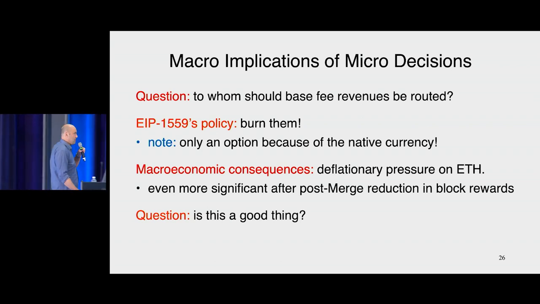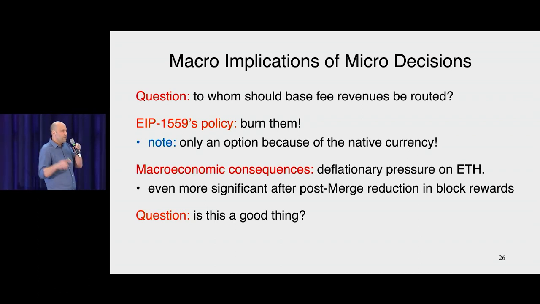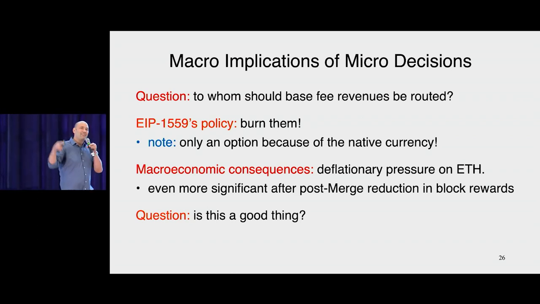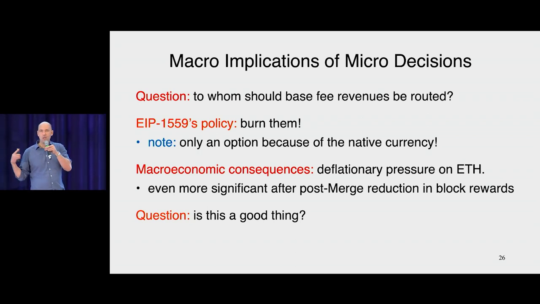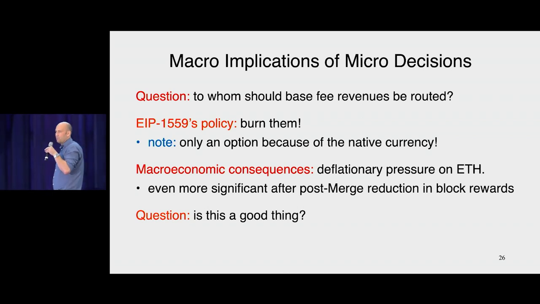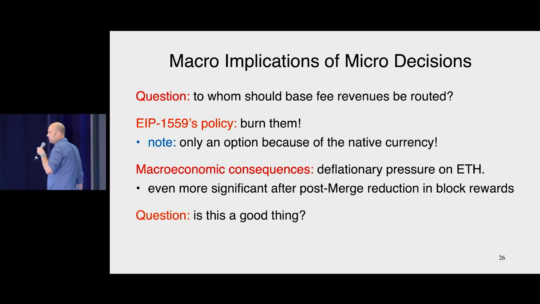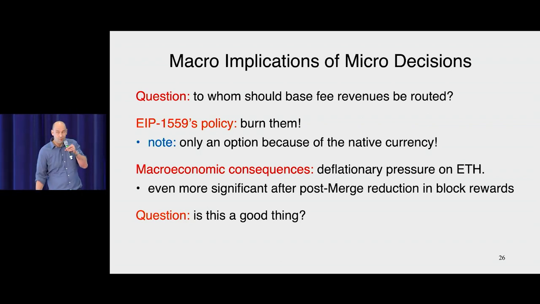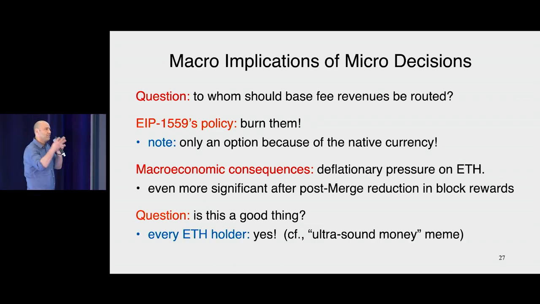Right, so this macroeconomic, unlike Bitcoin, where it's very explicit, where you started with the macroeconomic policy decision, 21 million Bitcoins, here we're getting a macroeconomic consequence rather as a byproduct of our microeconomic goals of wanting to have a transaction fee mechanism with good UX and then to dispense with base fee revenue in the simplest possible way. So is this macroeconomic byproduct good or bad? The answer depends very much on who you ask. You ask anyone who holds ETH, they love this mechanism. They think EIP 1559 is the best thing ever.